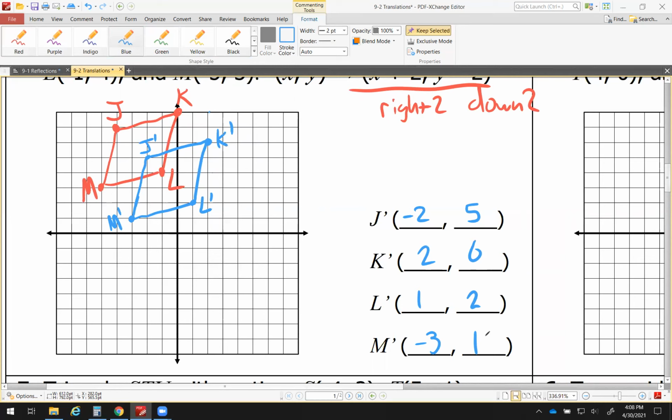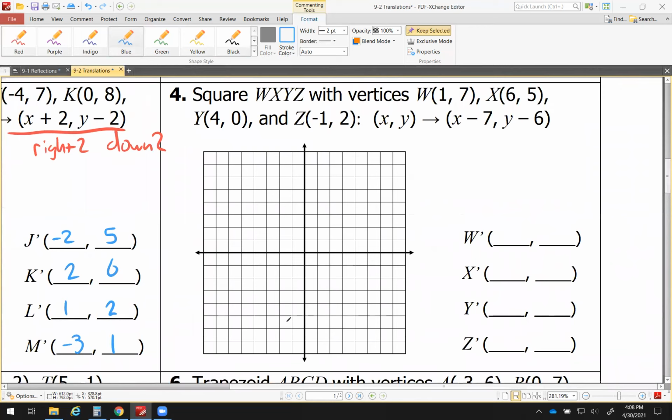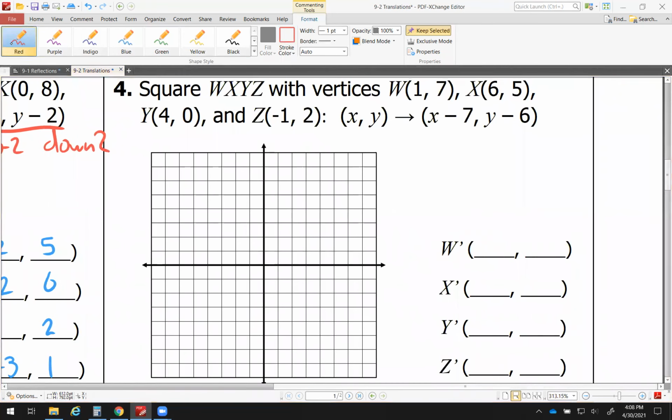Okay, I'll do one more example, and then we're going to flip to the back of this to do 2 new kinds of problems. Just one more example here. Number 4, square WXYZ. So let's get those vertices down. 1, comma 7 is W. X is 6, comma 5. Y is 4, comma 0. And Z is negative 1, comma 2.